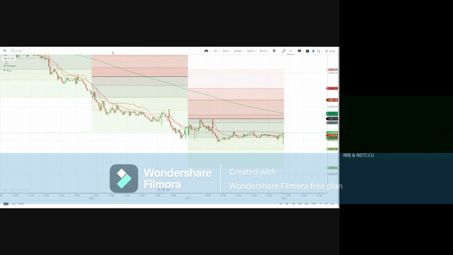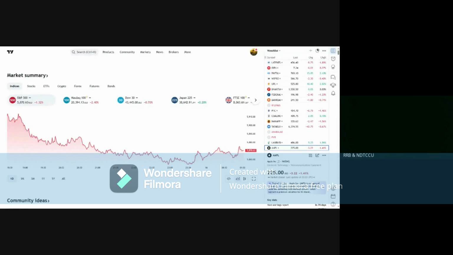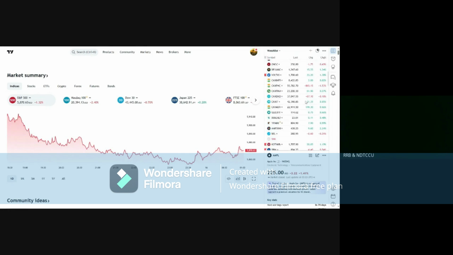If you don't have Zerodha, you can use TradingView. Last time also I showed, it gives you the option to apply pivots. Okay, so this is TradingView. Almost all of these are available.